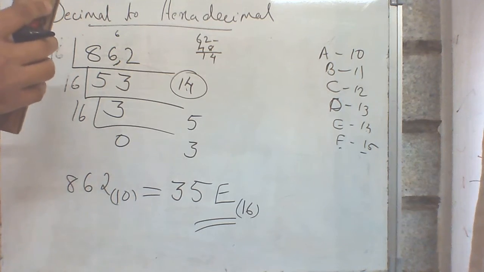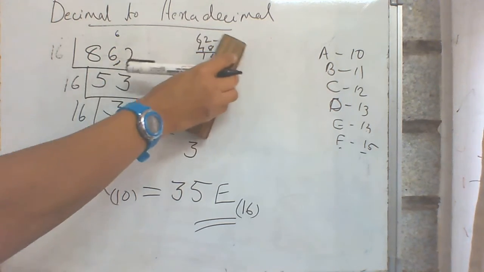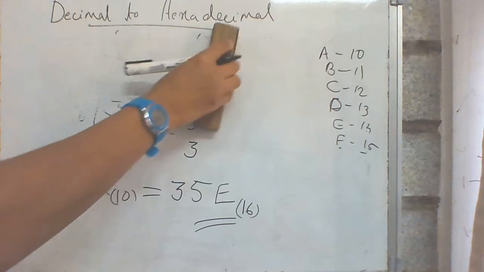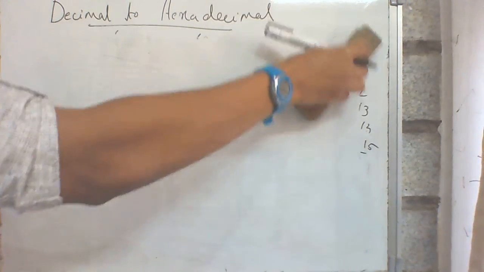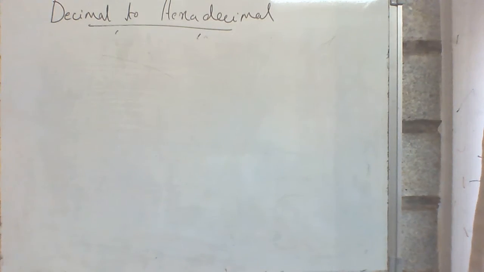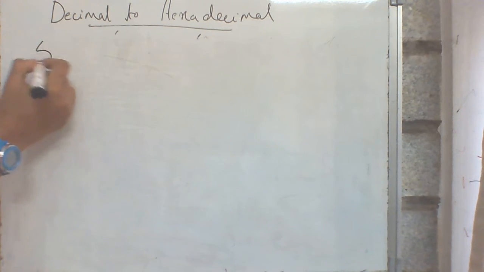Then how to convert a decimal fraction to a hexadecimal fraction? For converting a decimal fraction to a binary fraction, we need to multiply by 2. To convert a decimal fraction to an octal fraction, multiply by 8. Then to convert a decimal fraction to a hexadecimal fraction, we need to multiply by 16.